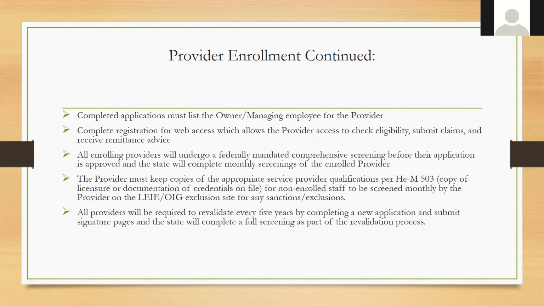That is so that we can do our federally mandated comprehensive screening. If we do not have that information on the application, it is going to be stalled while we try to obtain that information from you. You also need to complete registration for web access. This allows the provider access. You can check eligibility of members, you can submit claims, and you can receive a remittance advice.